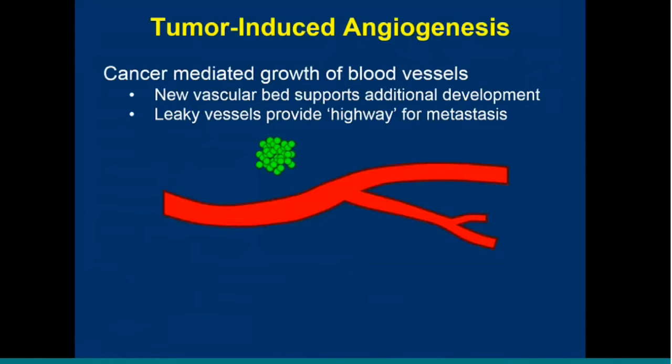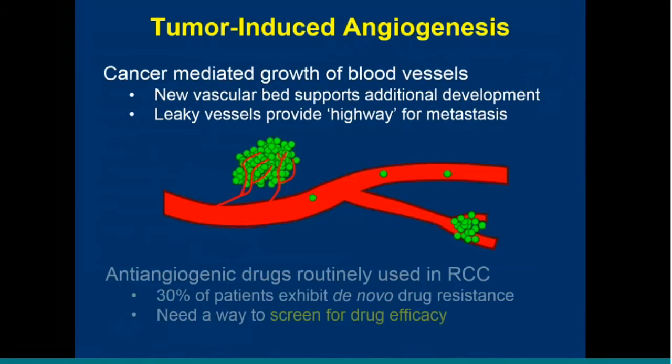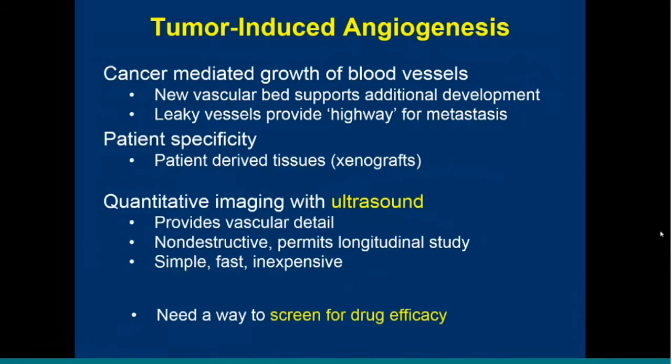So very briefly, what is tumor-induced angiogenesis? It's the cancer-mediated growth of new blood vessels. This new vascular bed supports additional development of the primary tumor, and the leaky vessels provide a highway for metastatic spread. As mentioned previously, anti-angiogenic drugs are routinely used as a frontline therapy in the treatment of RCC. However, 30% of patients will exhibit de novo or pre-existing drug resistance, which greatly reduces overall and progression-free survival. Therefore, there's a need for a way to screen for patient-specific drug efficacy.